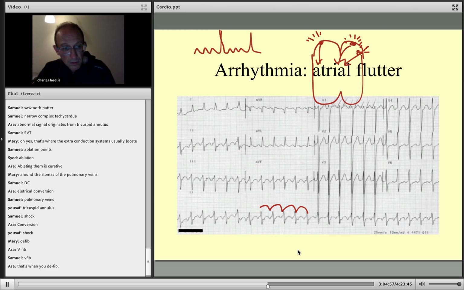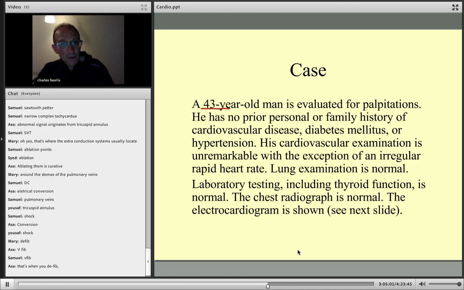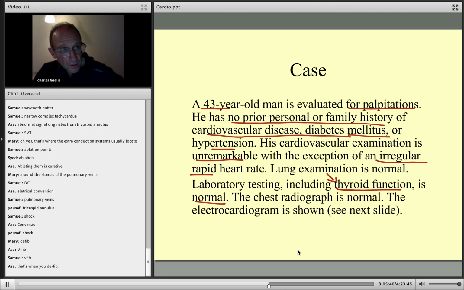Okay, very good. A 43-year-old man is evaluated for palpitations. He has no prior personal or family history of cardiovascular disease, diabetes mellitus, or hypertension. His cardiovascular examination is unremarkable, with the exception of an irregular rapid heart rate. Lung examination is normal. Laboratory testing, including thyroid function, is normal. So be careful about thyroid function. Okay? New onset tachyarrhythmias, aflutter, and AFib, thyroid function has to be investigated. The chest radiograph is normal. The EKG is shown on the next slide.